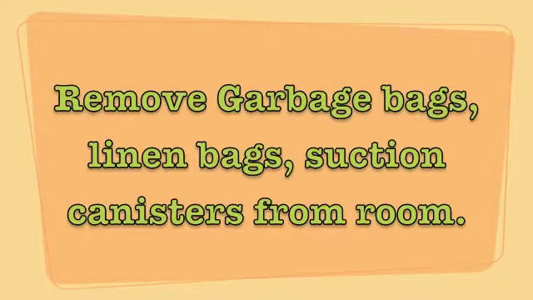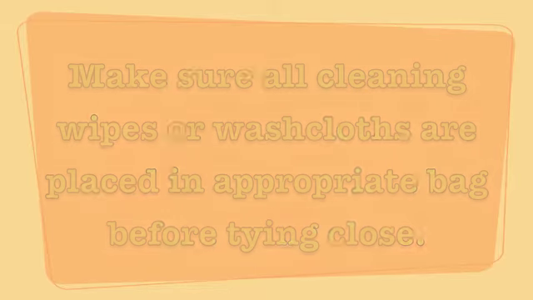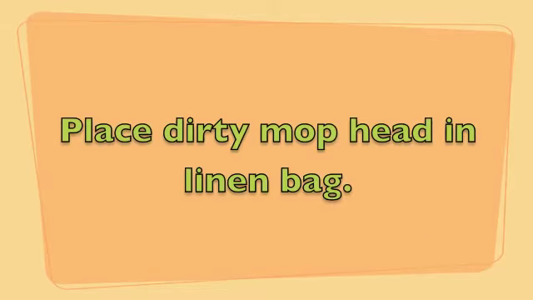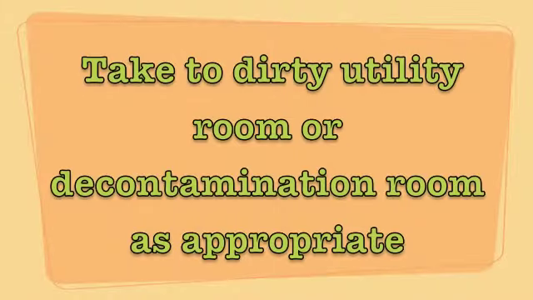Remove garbage bags, linen bags, and suction canisters from the room. Make sure all cleaning wipes and washcloths are placed in the appropriate bag before tying closed. Place the dirty mop head in the linen bag. Double check to tie all of your bags closed tightly and close caps tightly to prevent leaks. Linen and garbage bags can then be taken to the dirty utility room and placed in appropriate containers.